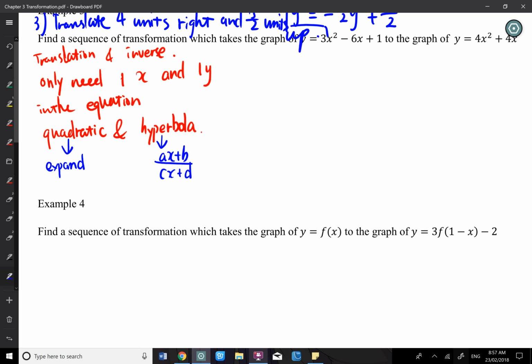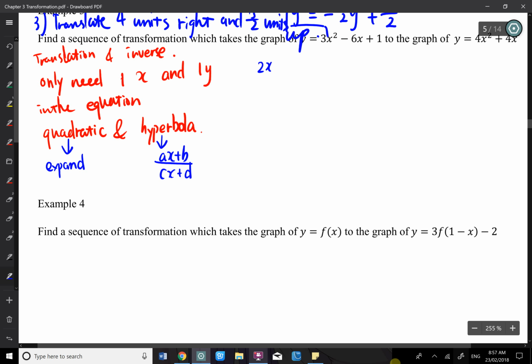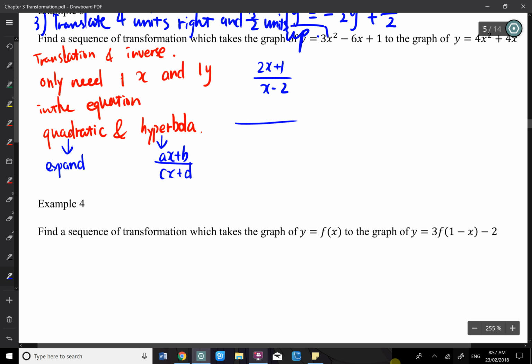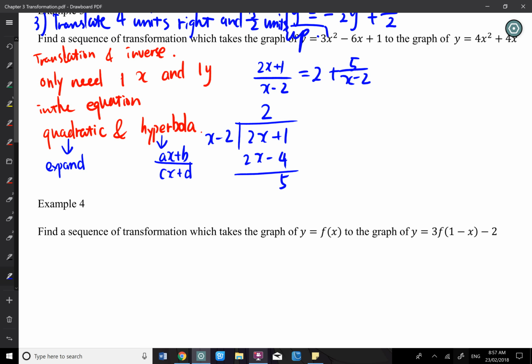So a quick example, (2x plus 1) over (x minus 2). I want to make it into a hyperbola form. I need to do long division. Long division is 2x plus 1 divided by x minus 2. I have a 2 here, 2x minus 4, I have a 5 left. So this equals 2 plus 5 over (x minus 2). That's back to a hyperbola form.